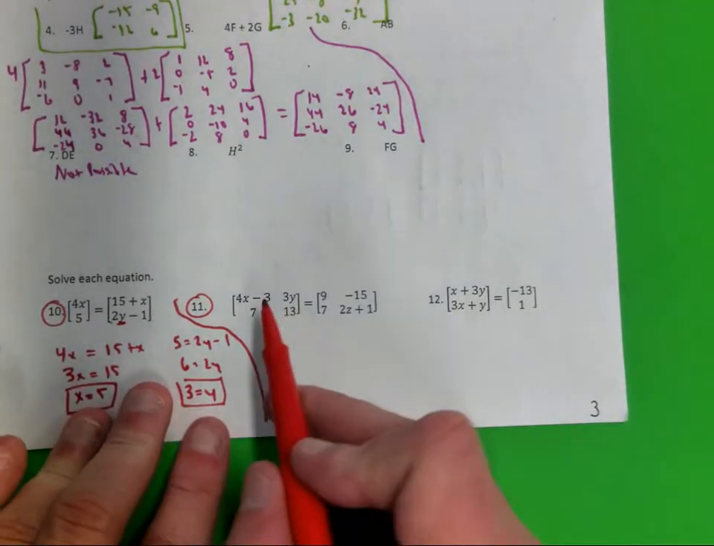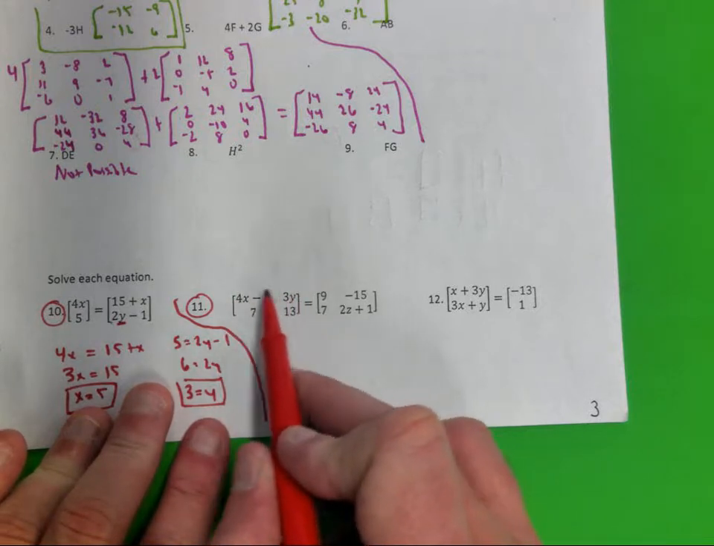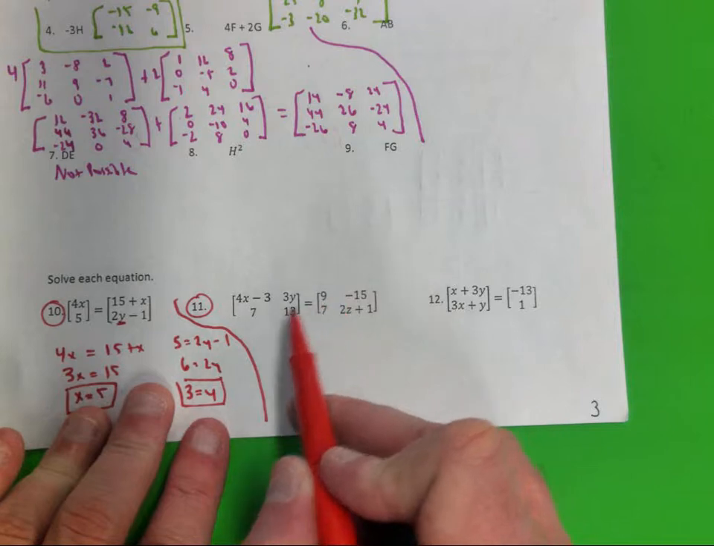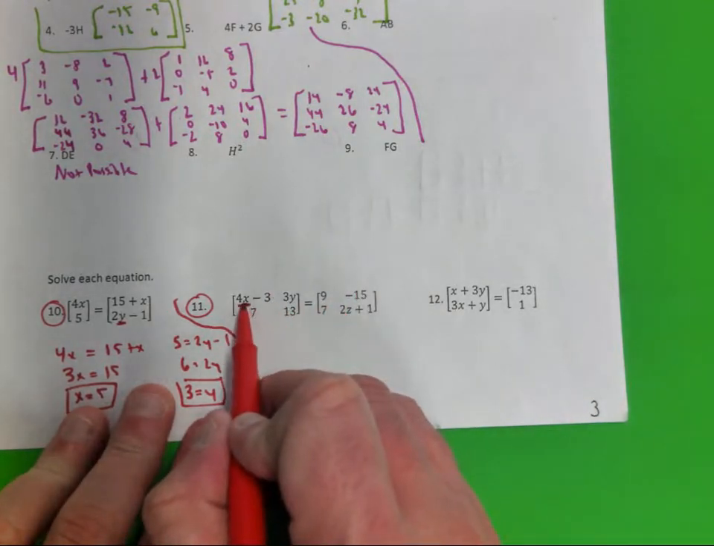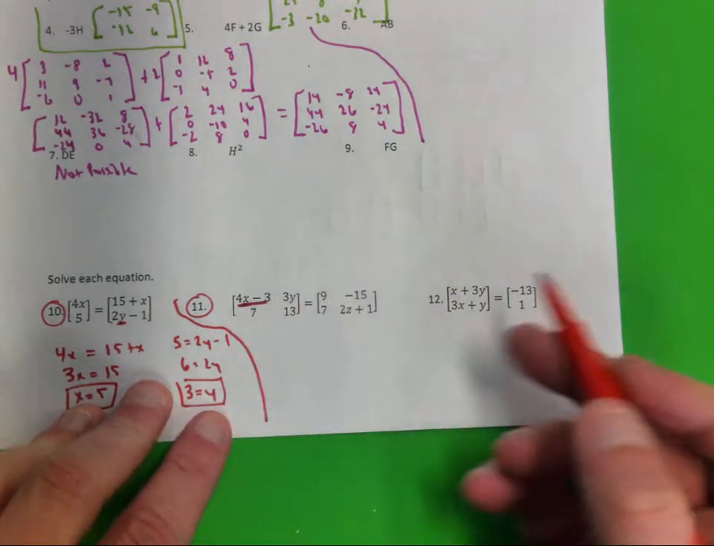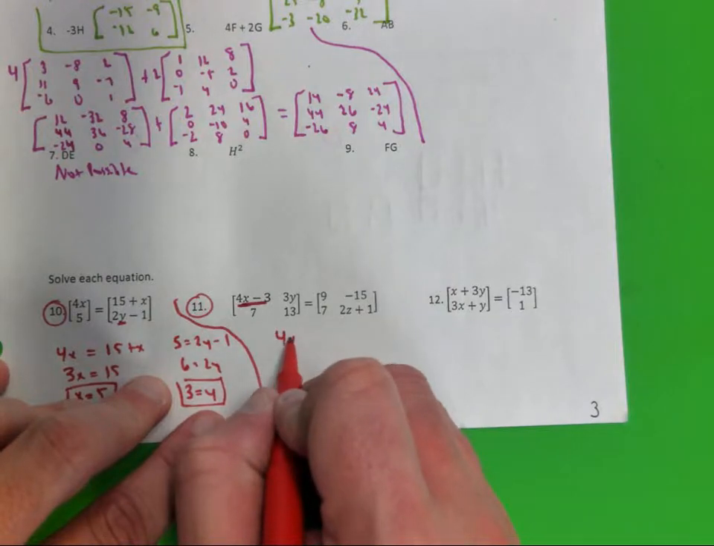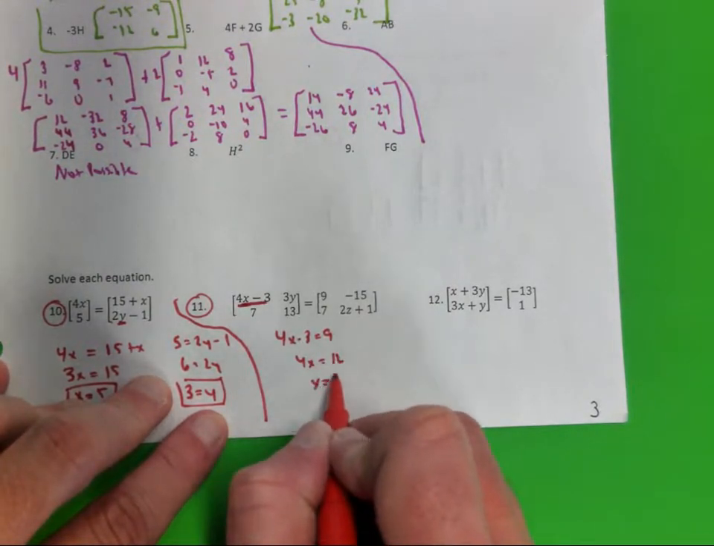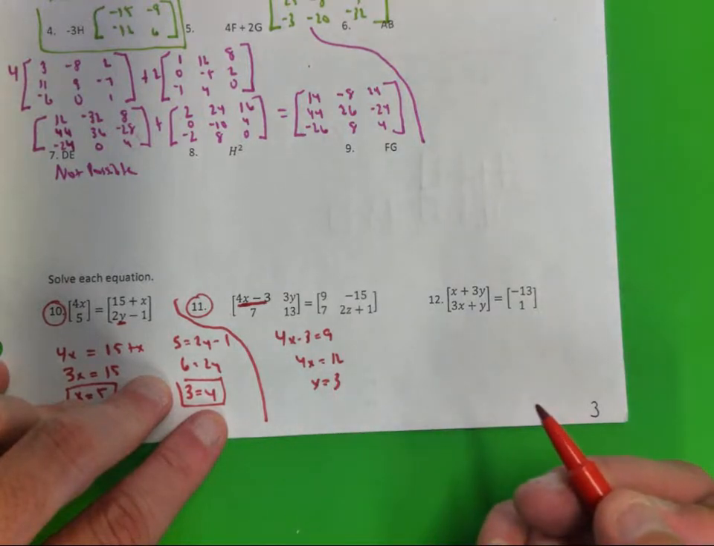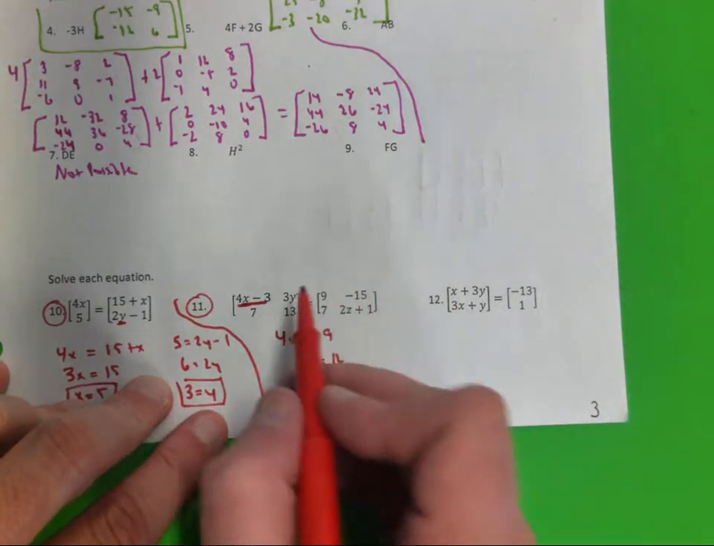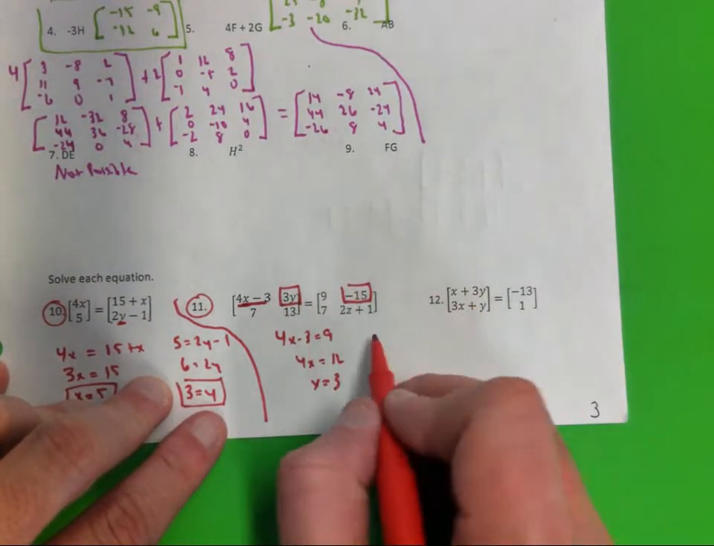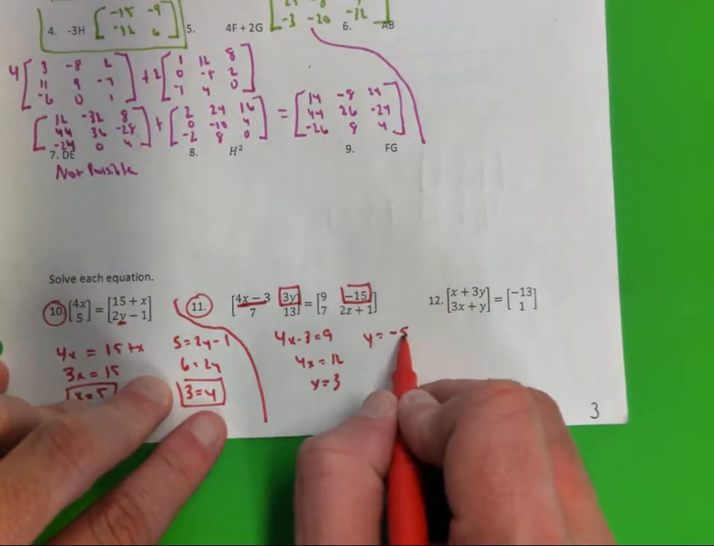On number 11, how many elements are in this matrix right here? 1, 2, 3, 4, and there's 4 over here. So how would I find out what x is equal to? I set this equal to what over here? 9. This, I would set equal to this. You can look at that and tell y equals what? -5.